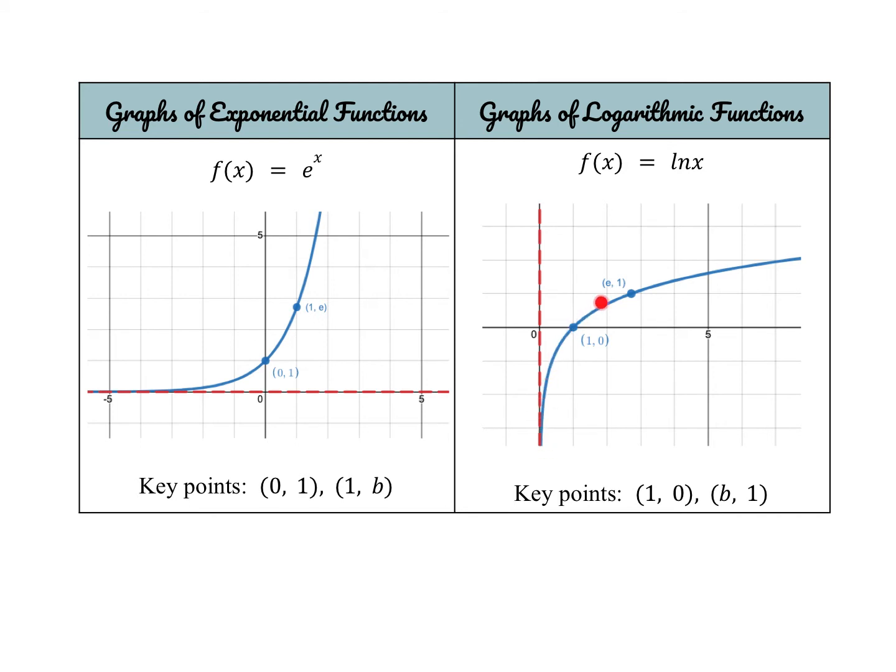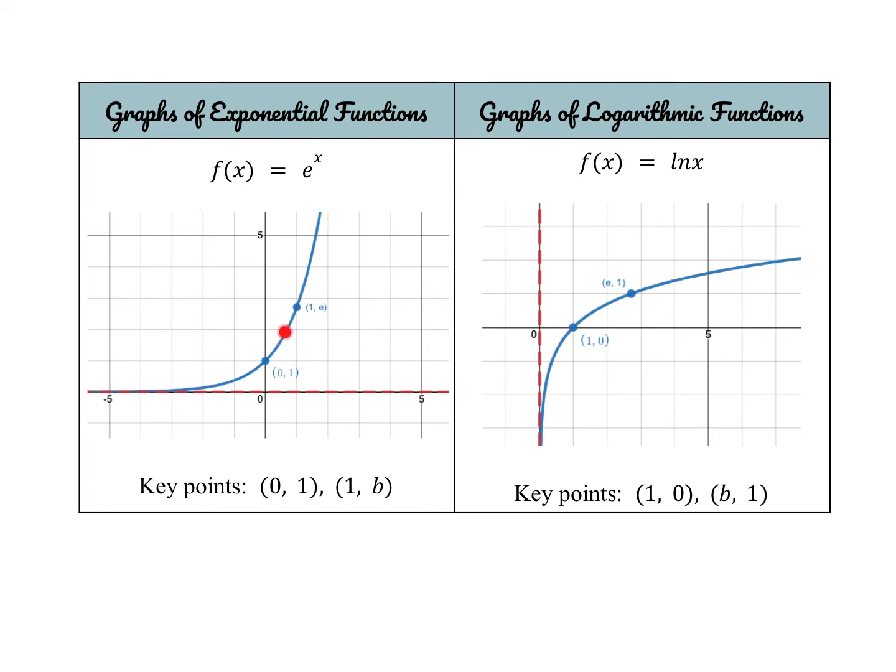Same for our natural log function, so it's important to know this general shape that they make. They will all go through (1, 0), and then (whatever your base is, 1). In this case, it's (e, 1) because it's a natural log. And our parent functions will all have a vertical asymptote at x equals 0.